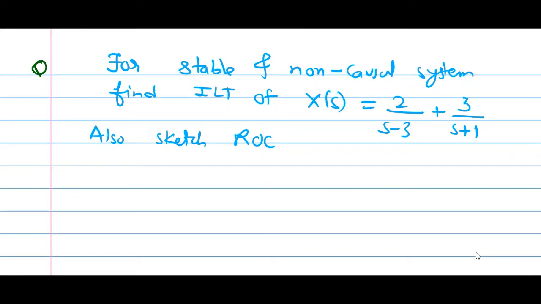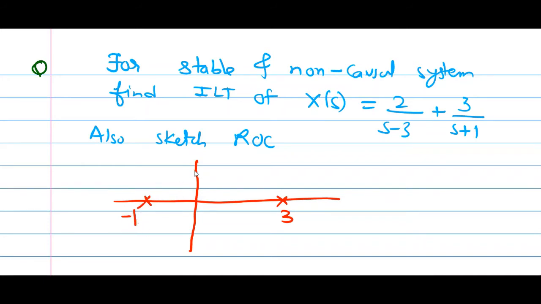For a stable and non-causal system, find the inverse Laplace transform of X(s) = 2/(s-3) + 3/(s+1). What is the first step I told you? You first locate the poles in the S-plane. So what are the poles? S minus 3 equals 0, that means one pole is at 3. Then s plus 1 equals 0, that means another pole is at s equal to minus 1.